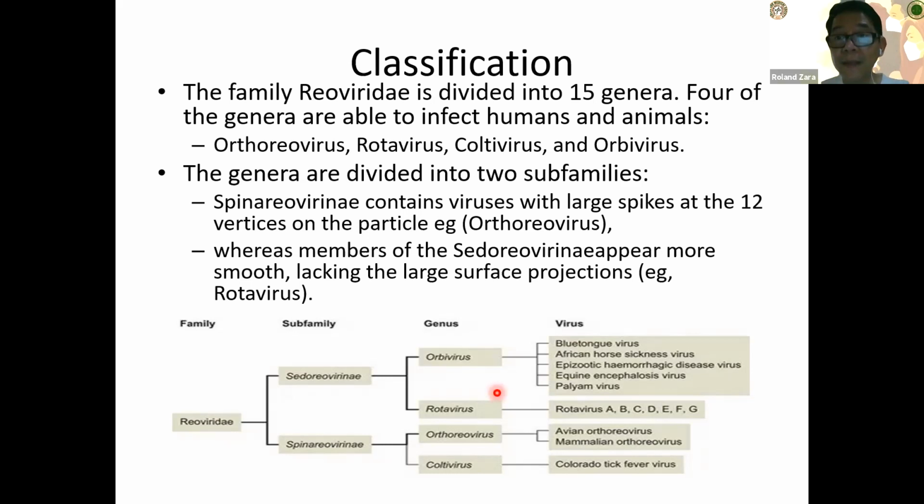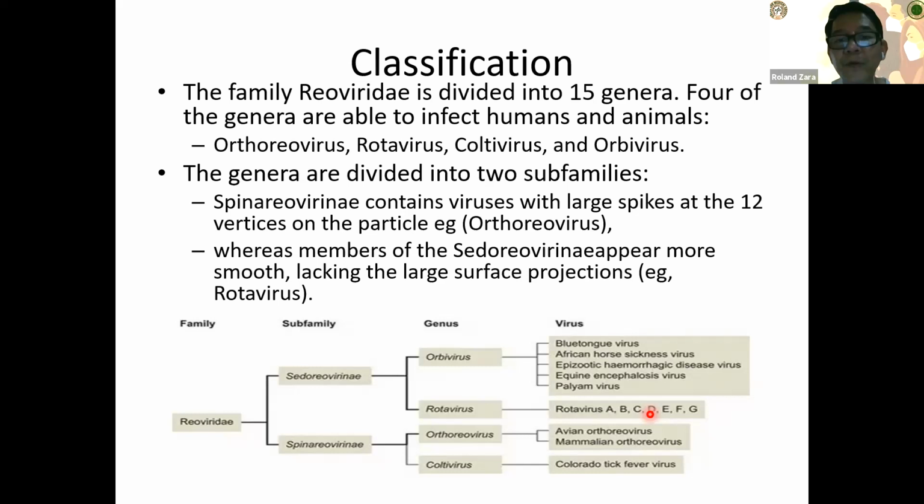So, the rotavirus is composed of your A, B, C, D, E, F, and G. Your rotavirus A, B, and C are the most common causing human gastroenteritis. And the most common of which is your rotavirus A.